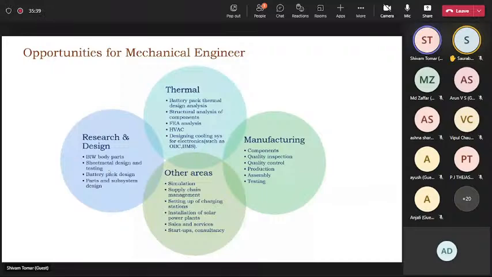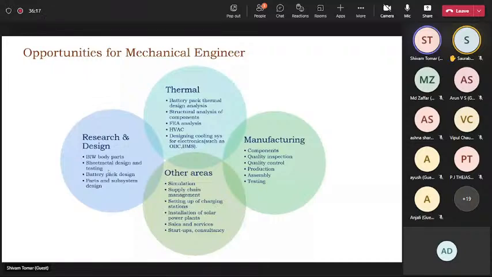Okay, so you must have a good knowledge of the software. In thermals comes your battery pack thermal design analysis. In India, if we particularly talk about it, India is going to face a lot of challenge in managing the battery packs. Why? Because geographically, India has a very vast temperature difference. The temperatures in India can go up to 50 or 55 degrees in summers, and down to minus 10 or minus 15 degrees in winters.